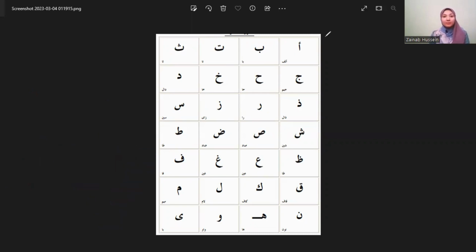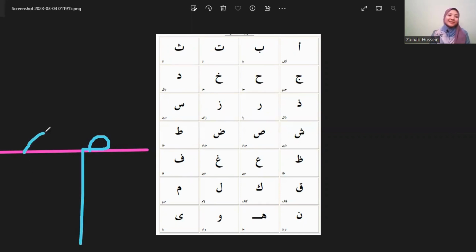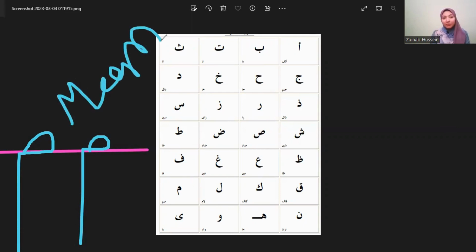Another letter. Meem. How to write meem? Like a circle going to the right side, close it with a short dash, then take it down. Okay? Circle, close it with a straight line, take it down. Meem. Meem.